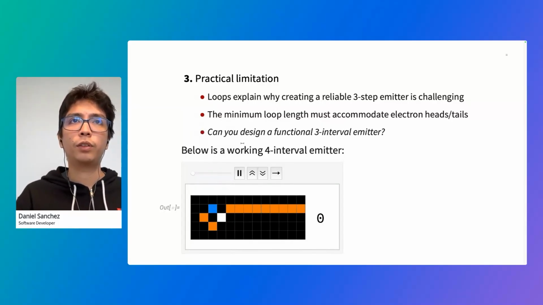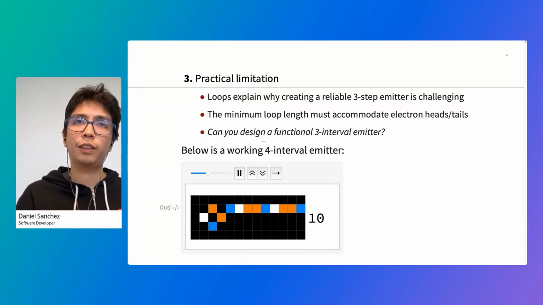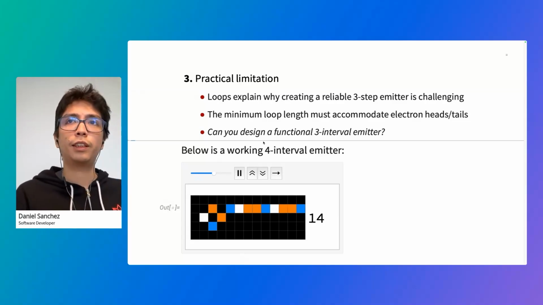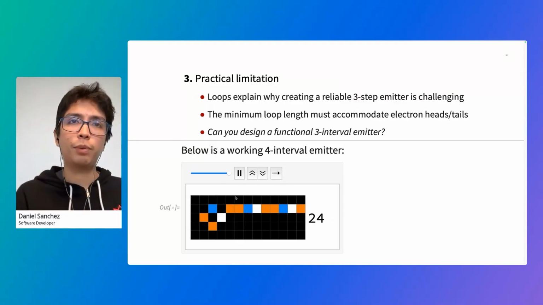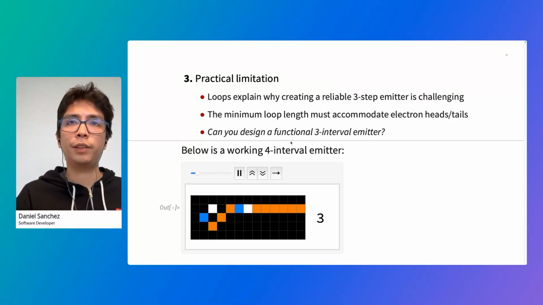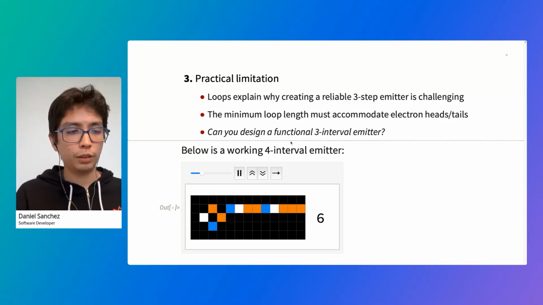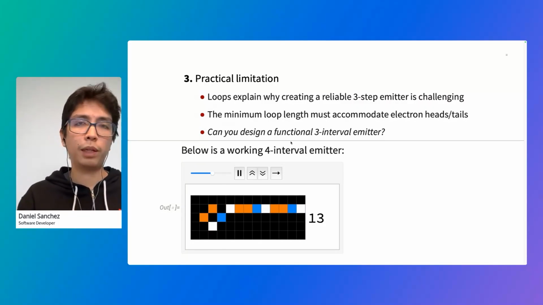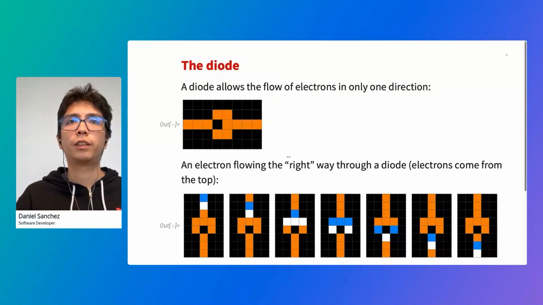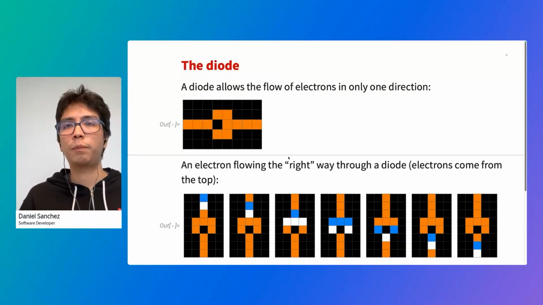And this also carries a practical limitation, which is why the 3-micron technology is a bit challenging, or at least creating a 3-interval emitter. This is here an example of a 4-interval emitter, but as I mentioned, we will work with 6-micron technology. So let's start constructing some logic gates.